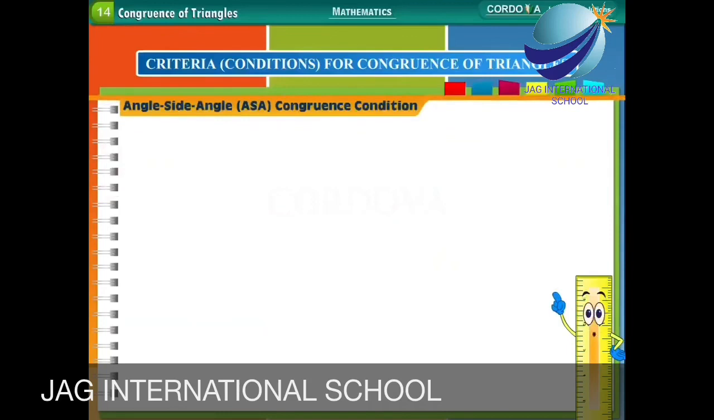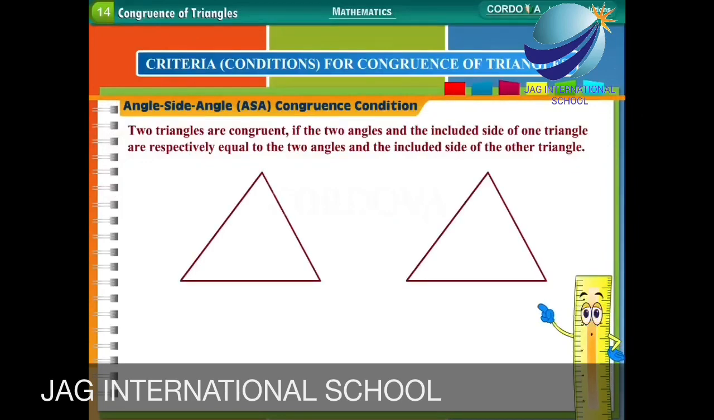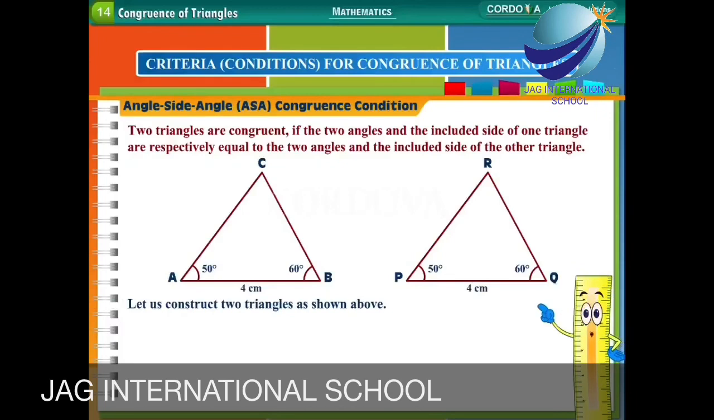Angle side angle, ASA congruence condition. Two triangles are congruent if the two angles and the included side of one triangle are respectively equal to the two angles and the included side of the other triangle. Let us construct two triangles as shown above.